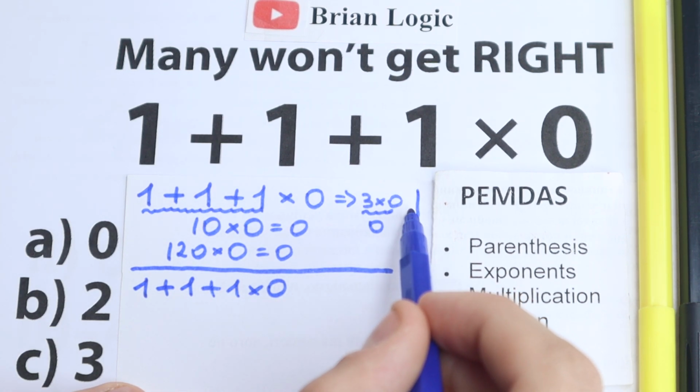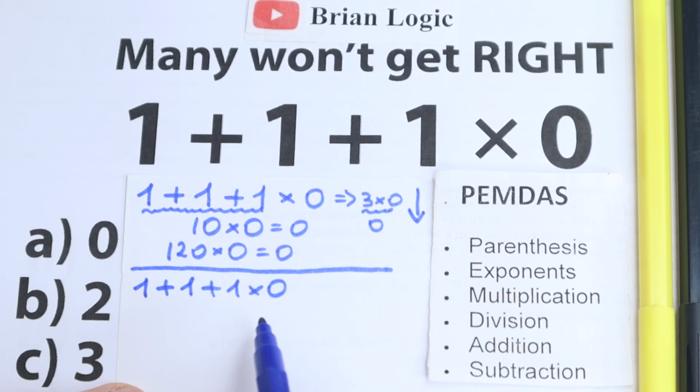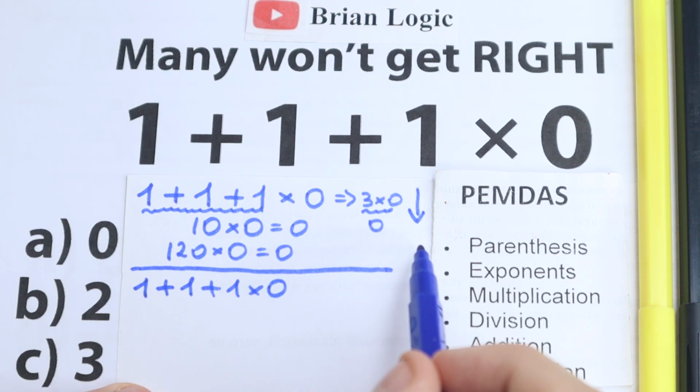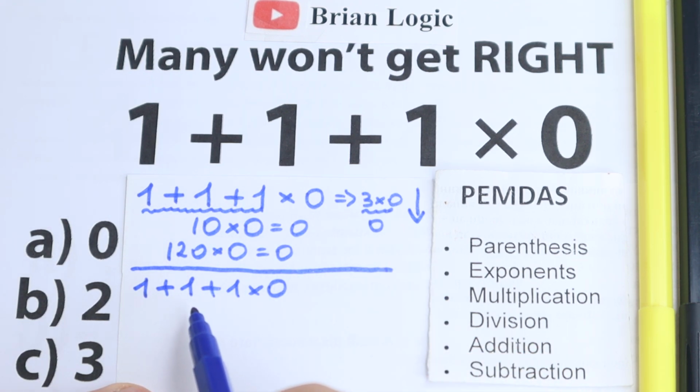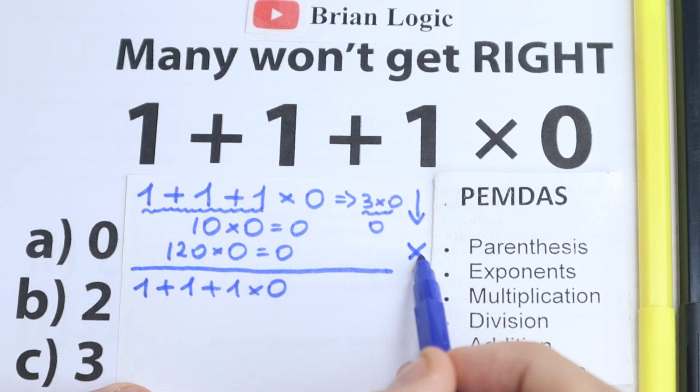This PEMDAS works from the top to the bottom, and let's go through the steps real quick right here. So the first step is parentheses. Let's look at it. Where do we have parentheses? I don't see any parentheses, so we don't have any parentheses, which is really great. We just skip this part.